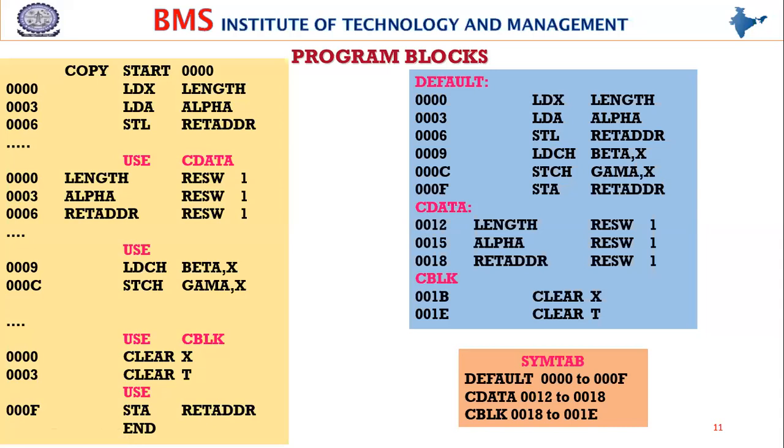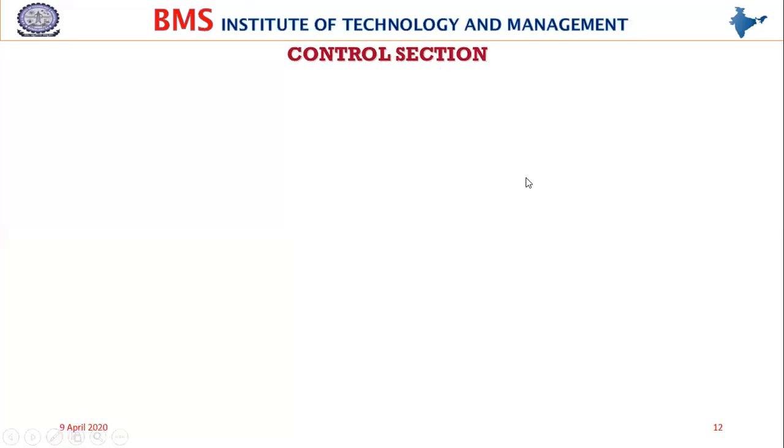Anything that is appearing on the LHS, the same rule applies, nothing changes there. So default, C data and C block are the user defined symbols appearing on the left hand side. So we are making the entry into the symbol table that it is a symbol, which helps us to recognize each block size. Fine. We shall proceed now.